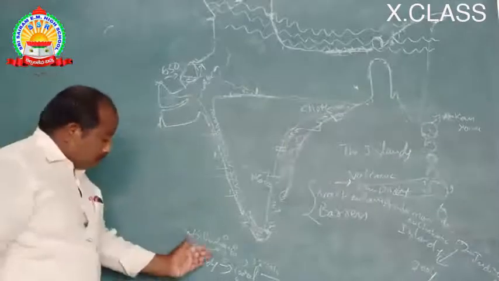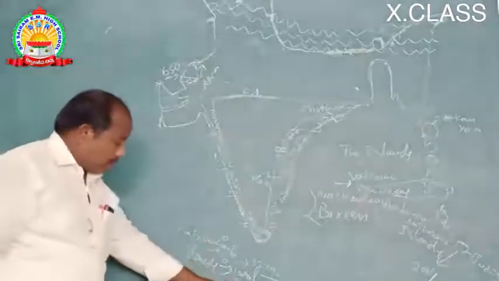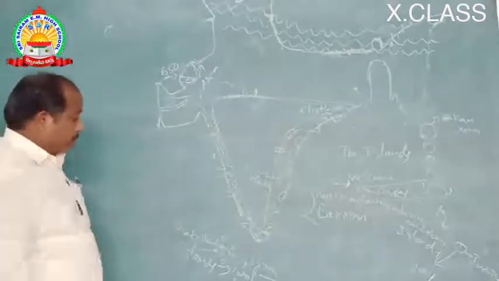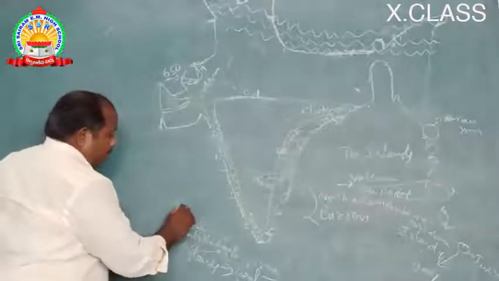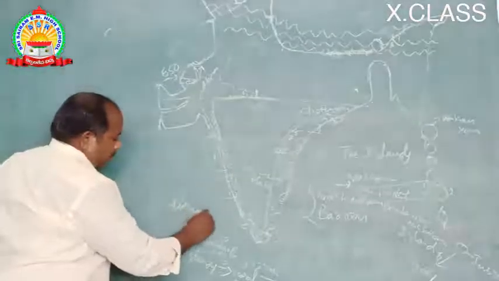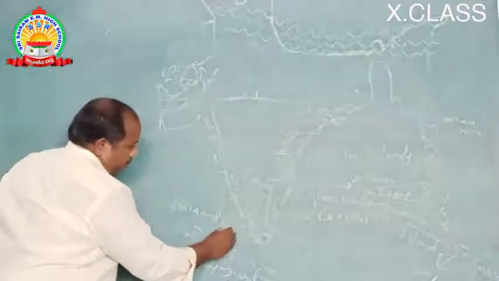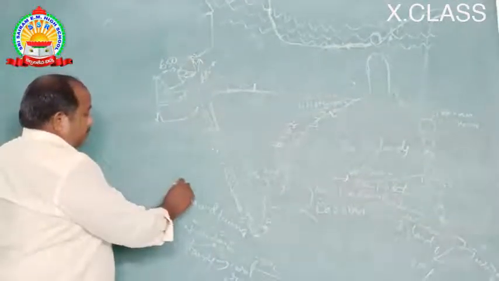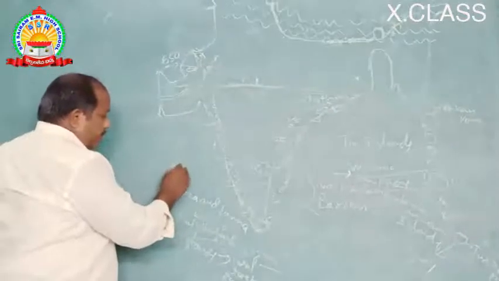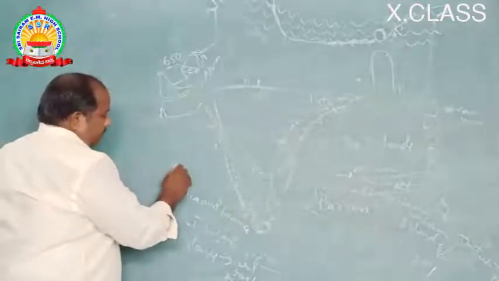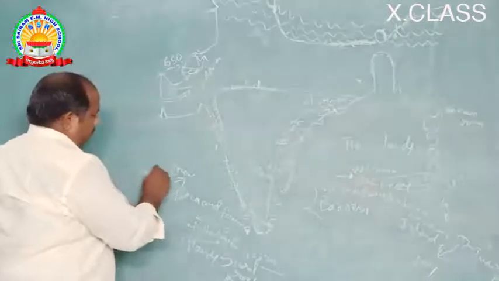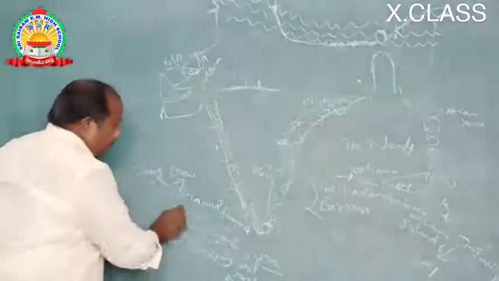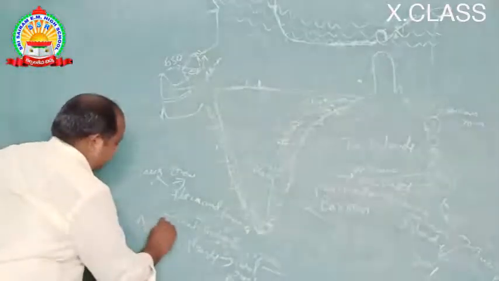Let us discuss Lakshadweep. These are of coral reef origin, and flora and fauna are possible there. Flora means trees, which grow very well. Fauna means animals.